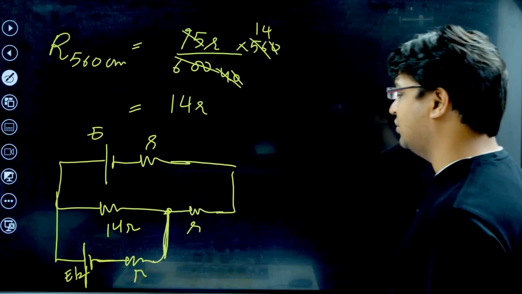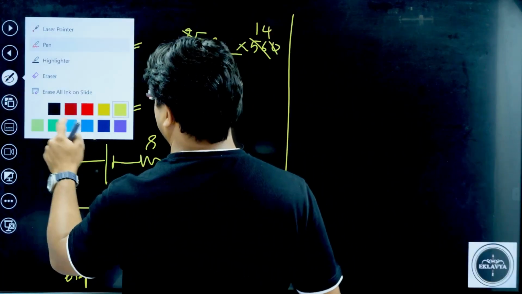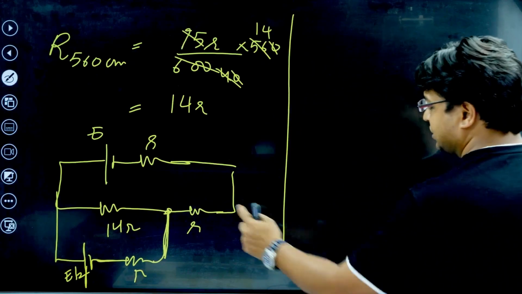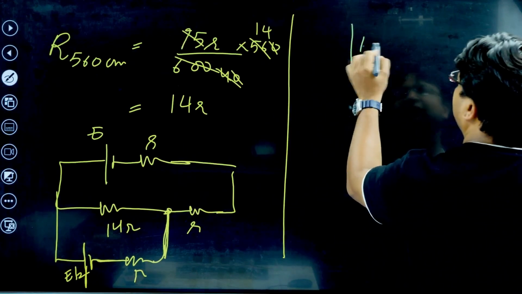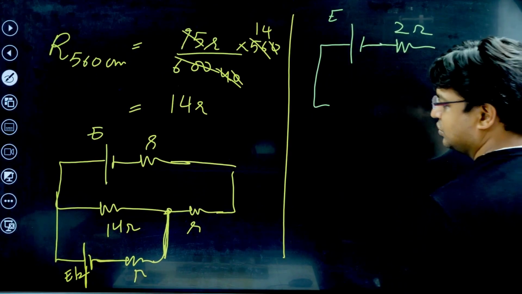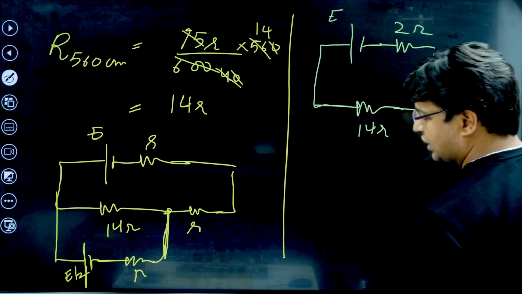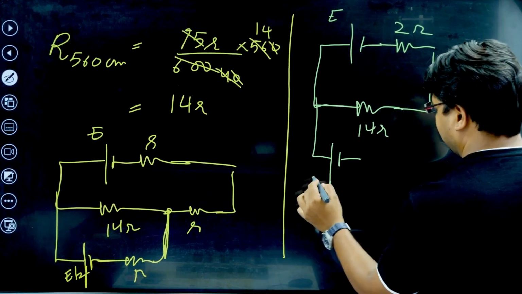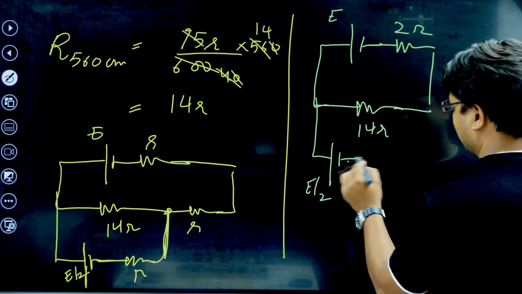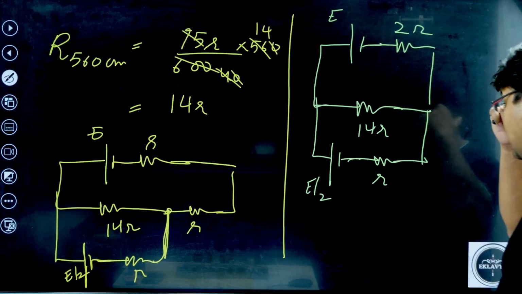So it's a two-loop circuit now. What remains to be done is that you have to solve this two-loop circuit. Let me do it for you, though of course you all can do that on your own. This R and this R are connected in series, so we have E with 2R. Then we have a 14R here, and we have an E by 2 and R here.